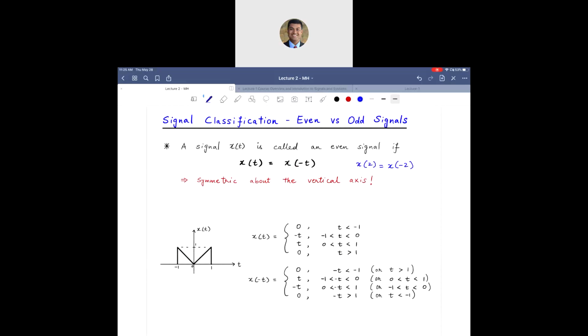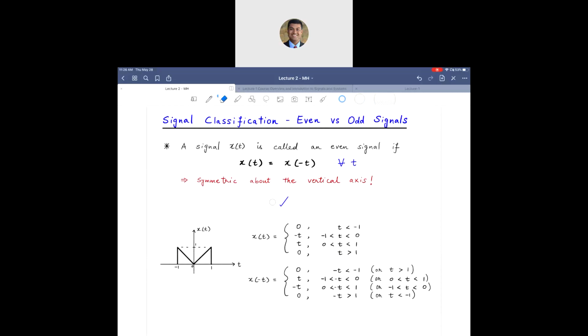And for all t, actually, let me make that a part of the discussion. This is for all t. So no matter what the time, x of t should be equal to x of minus t. And if that condition is satisfied, then we can say that the signal is even. And you can quickly check that by taking one particular time. X of 2 should be equal to x of minus 2, x of 1 should be equal to x of minus 1, and so on. And it should satisfy for all the time.